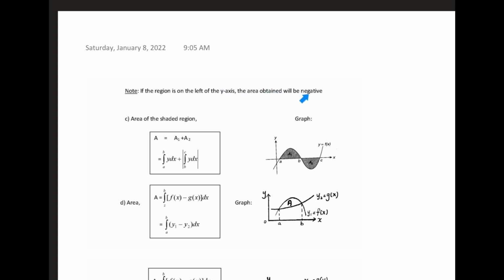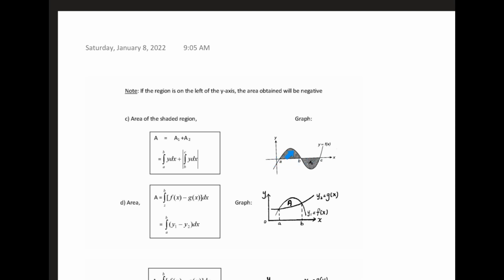If the region is on the left of the y-axis, the area obtained will be negative. So you need to do modulus to make the area a positive value. Okay, now we look at C. Area of the shaded regions for this situation.